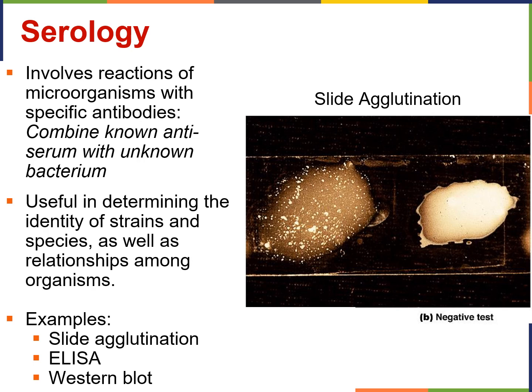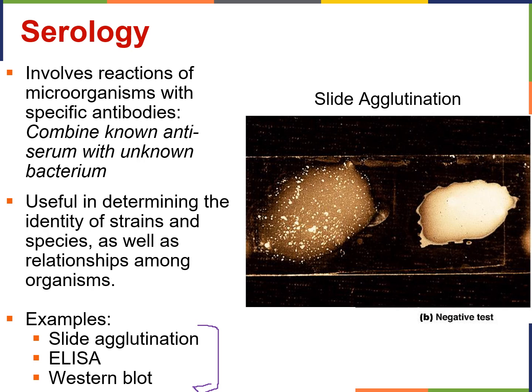ELISA, remember, that stood for enzyme-linked immunosorbent assay. We talked about ELISA back in the virus chapter, because it's used for the identification of viruses. And then there's Western blot. Now, I'm not going to go into the details of Western blot because there are like 12 to 15 steps, and it can become kind of confusing. So just make sure for the final exam, you know that these 3, slide agglutination, ELISA, and Western blot, are examples that use serological based methods for identification.